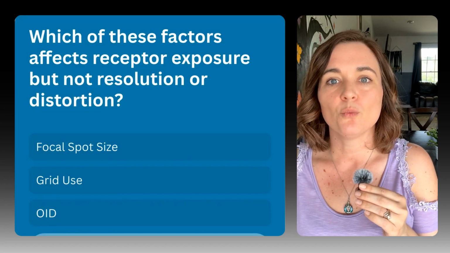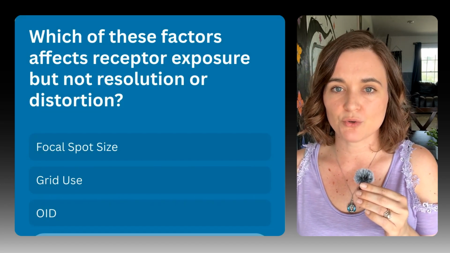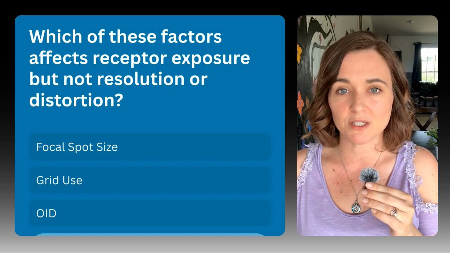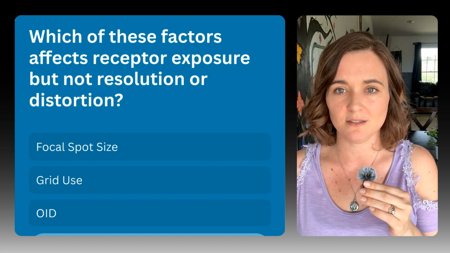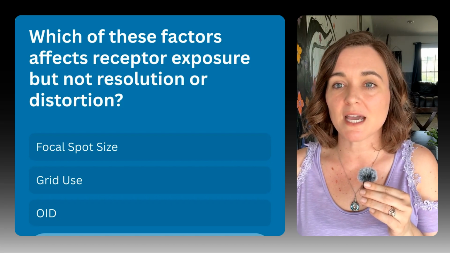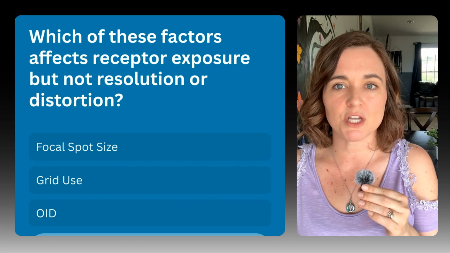Question 5. Which of these factors affect receptor exposure, but not resolution or distortion? A, focal spot size, B, grid use, or C, OID? The answer is B, grid use. Grids clean up scatter and reduce exposure, but they don't affect sharpness or shape.